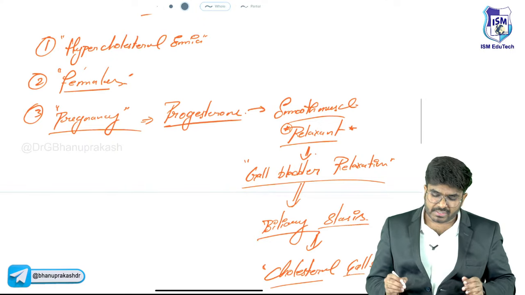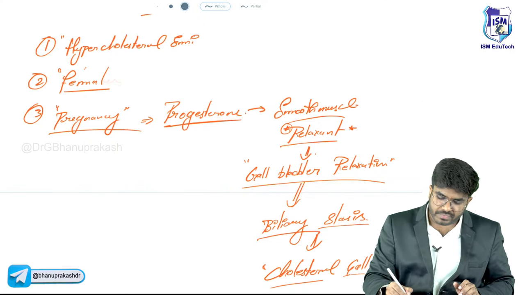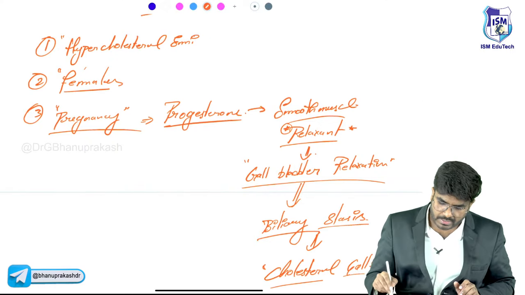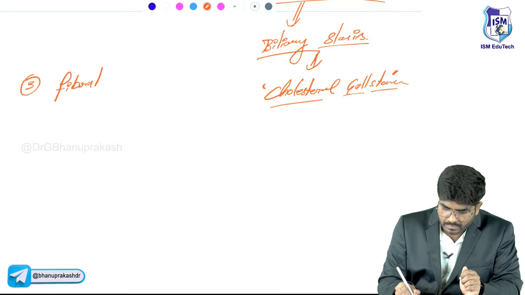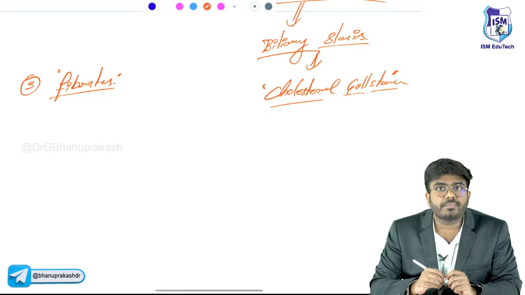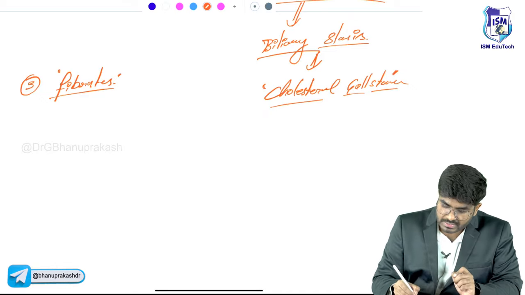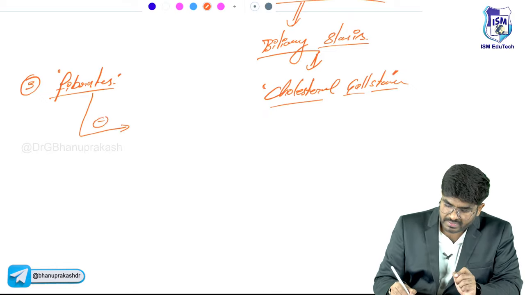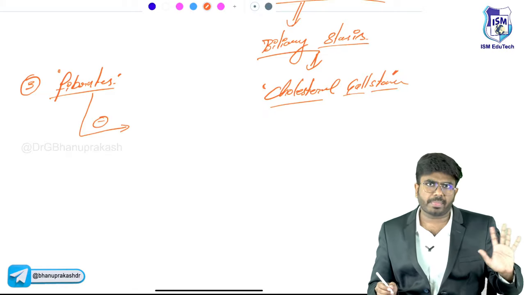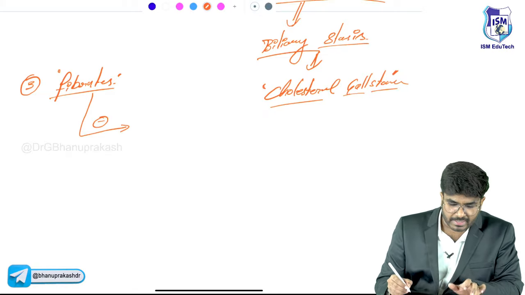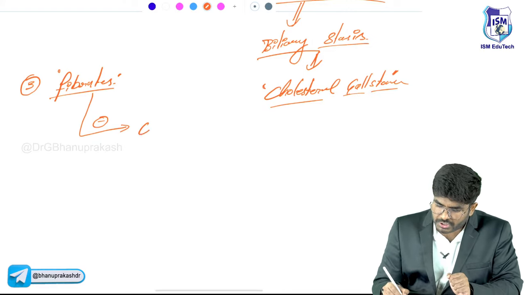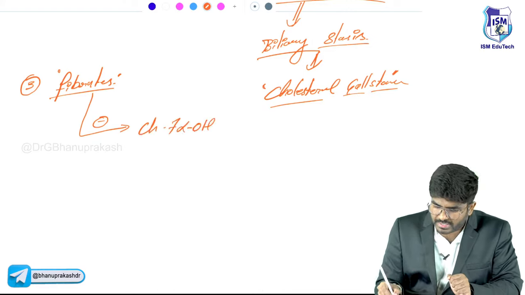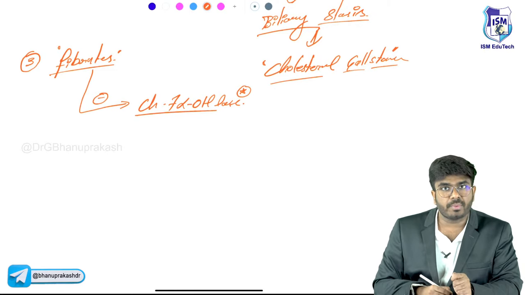So, what are the risk factors? Hypercholesterolemia, females and pregnancy. What else? Drugs like fibrates are a risk factor. Why are fibrates a risk factor? As a side effect. Fibrates are used to treat hypercholesterolemia, that's okay, but they inhibit an enzyme called cholesterol 7-alpha-hydroxylase.